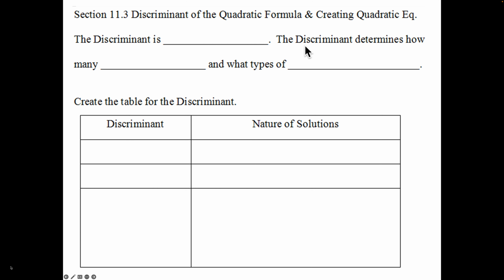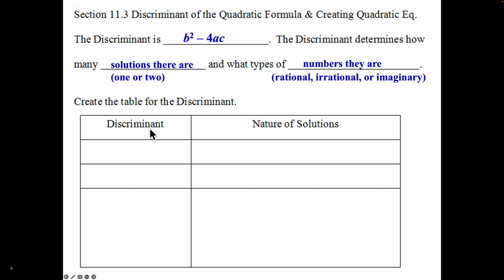The discriminant is going to become a value that determines how many solutions there are and what types of numbers they are going to be. They're mostly two, but sometimes you can have just one answer. So we're going to create a table for the discriminant to tell us exactly what our values are going to give us in terms of how many answers and what types of numbers they are.